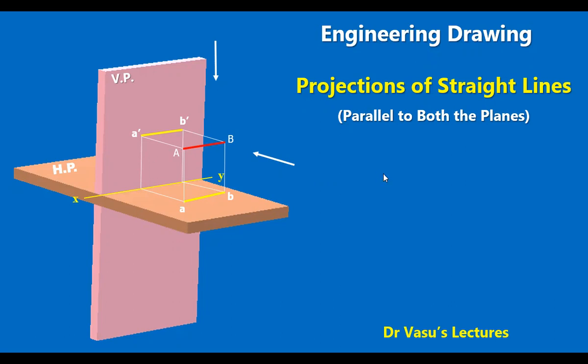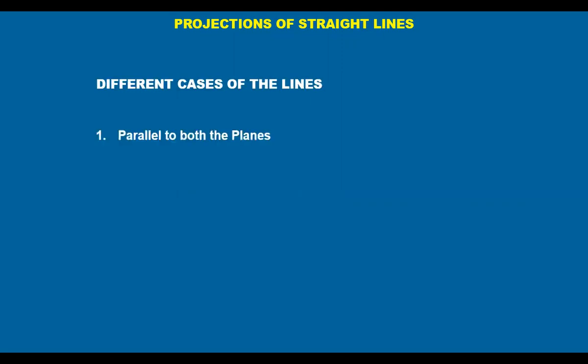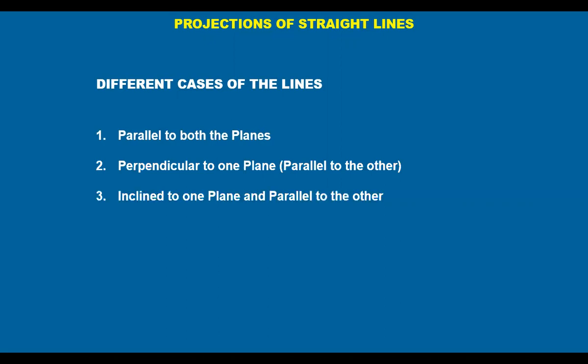Now let us see what are the different types of straight lines and how to represent them. If you take the straight lines, they come up in different cases. First, a line parallel to both the reference planes; second, perpendicular to one reference plane, and automatically it will be parallel to the other; then inclined to one plane and parallel to the other; and finally, inclined to both the planes. Let us take up each case separately, and we'll see how the projections of straight lines are represented.